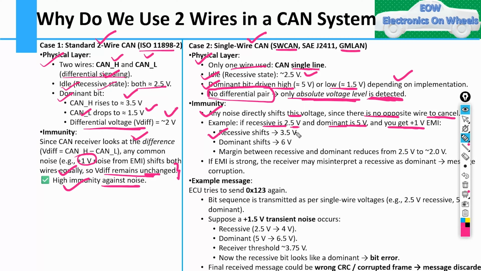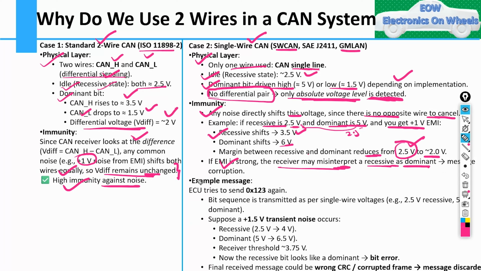Recessive shifts to 3.5 because it was already at 2.5, and dominant will shift to 6 volt, right? The margin between recessive and dominant reduces from 2.5 volt to 2 volt. If EMI is strong and the receiver misinterprets a recessive state as dominant, the message will be corrupted, right?